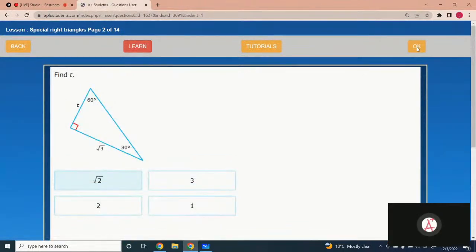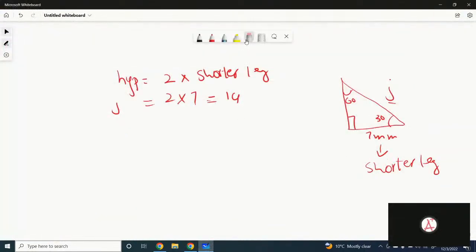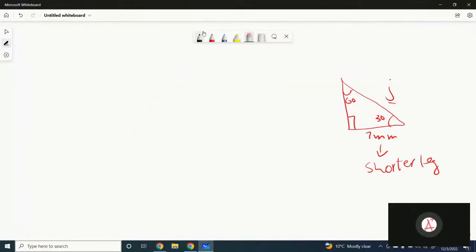Okay, the next one is, again, a 30, 60 and 90 triangle. It's a special triangle. 30 degree, 60 degree and 90 degree. Let me just draw it, I'll use the same triangle. I think in this case you are given the hypotenuse.